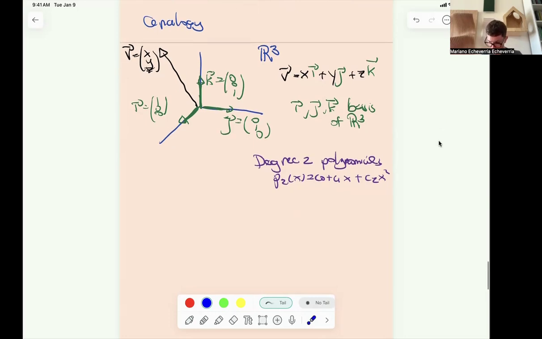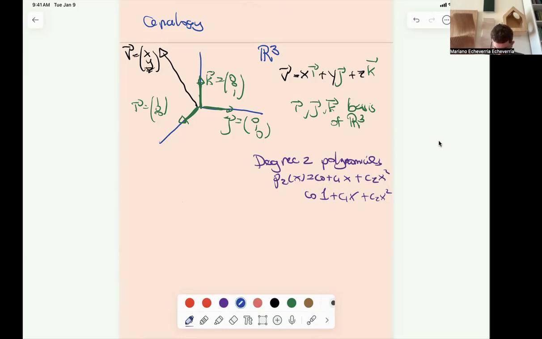The thing is that 1, x, and x squared are a basis for this space of degree 2 polynomials, but they're not an orthogonal basis. So the analog of I, J, and K is not 1, x, and x squared. They are P0, P1, and P2. What plays the role of an x-axis, a y-axis, and a z-axis is the degree 0 Legendre polynomial, the degree 1 Legendre polynomial, and the degree 2 Legendre polynomial.